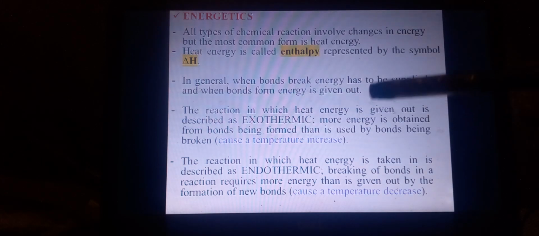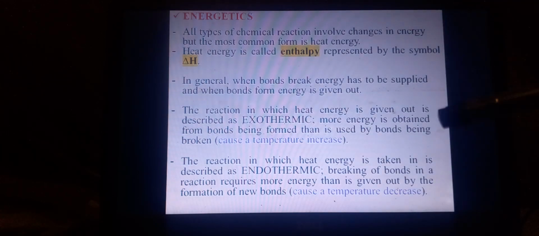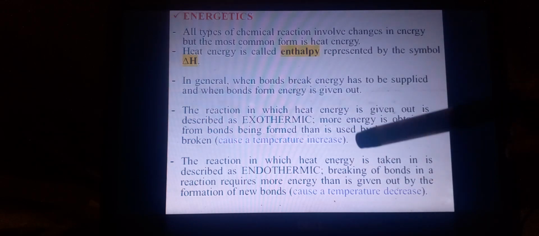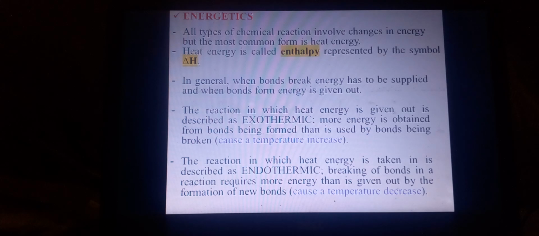So generally, during the breaking of bonds, heat is normally absorbed or supplied, while during formation of new bonds, heat is normally given out, evolved or released to the surroundings. The reaction in which heat energy is given out is usually described as an exothermic reaction, where more energy is obtained during bond formation as compared to the amount of energy involved during breaking of the bonds. This reaction will result in an increase in the temperature of the surroundings because of the accumulation of heat in the surroundings.